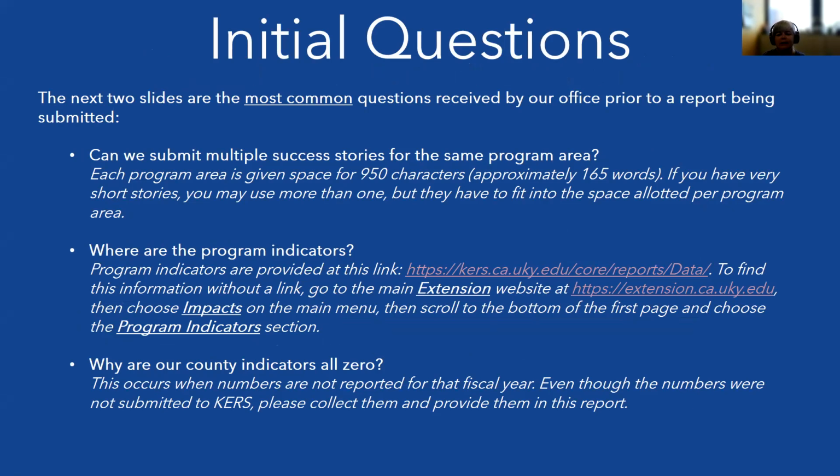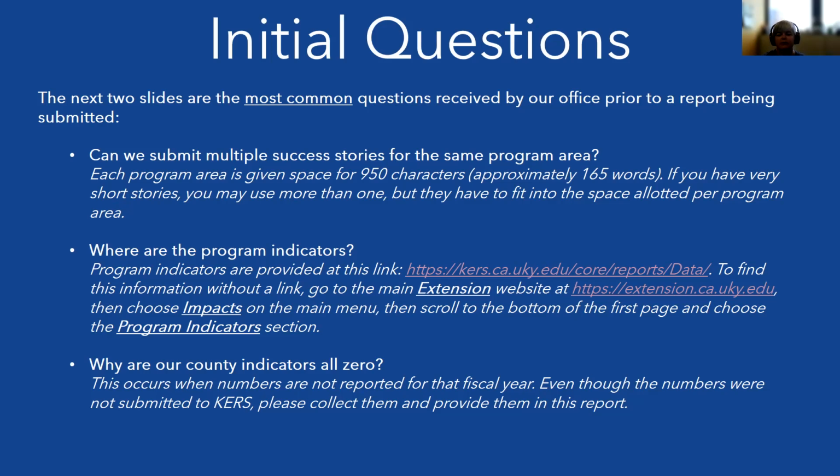The first one is, can we submit multiple success stories for the same program area? And this I covered briefly earlier when I talked about the 165 word count in a program area for each section. If they have short stories, they may use more than one, but they have to fit into this space allotted per program area, no matter what.